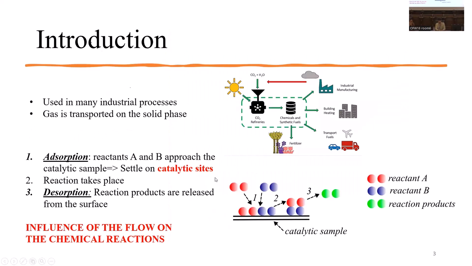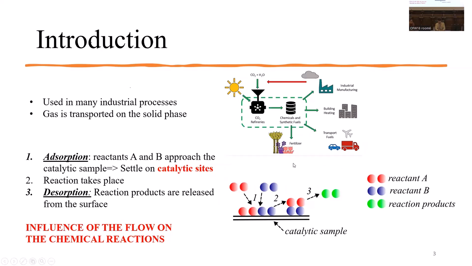So the catalytic reaction is widely used in some industrial applications, for example, to reduce the carbon dioxide into some value-added chemical fluids, such as biofuels or synthetic fuels, which are used in the manufacturing or transport industries, for example. And in this process, the reactants are transported by a flow, where they are going to settle on the catalytic sites. Next, the chemical reaction takes place, which produces a reaction product, and they are dissolved from this active surface.